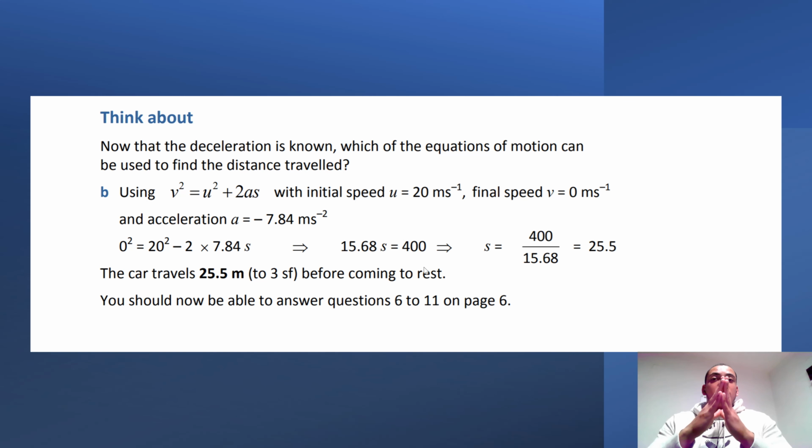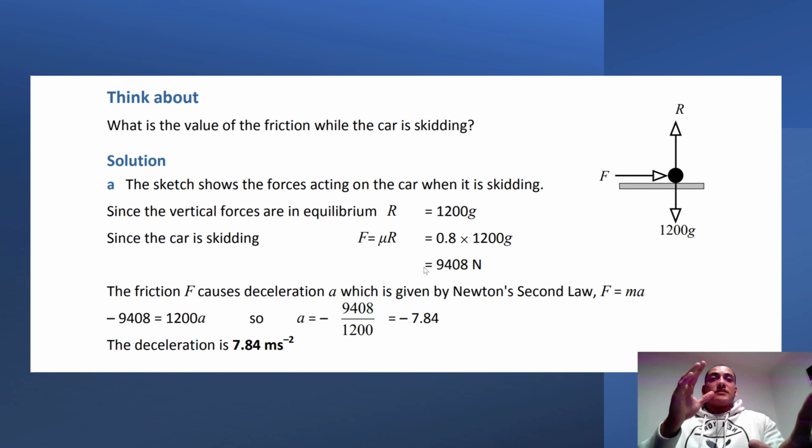You solve the problem step by step. You conclude that s is 25.5 meters. That's the distance that the car traveled before coming to rest. So basically, in other words, friction can be used in multiple problems to find multiple solutions, and is a very simple concept that has no confusion and no complications in it.